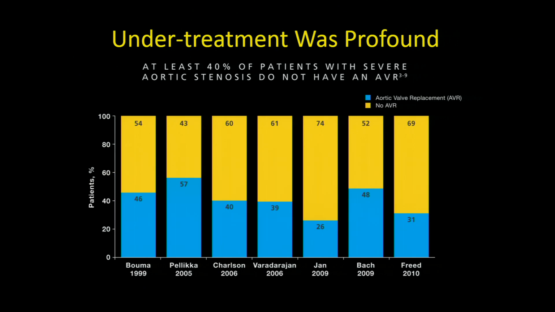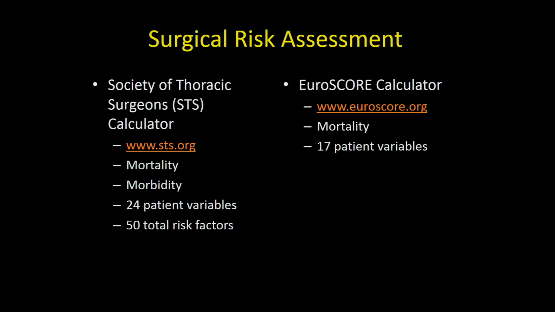There were estimates from multiple different studies in the United States and in Europe that, on average, somewhere around 40% of people that had those criteria were not having an operation. If you think of that in the context of what the survival statistics are for patients like this, that's a huge number of people who are maybe dying without having therapy. So that was what led to the development of transcatheter aortic valve replacement. I'll talk about that a little bit more in a second.